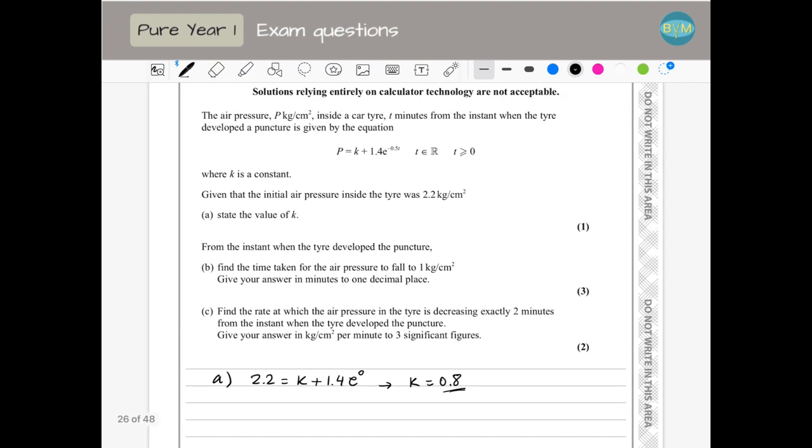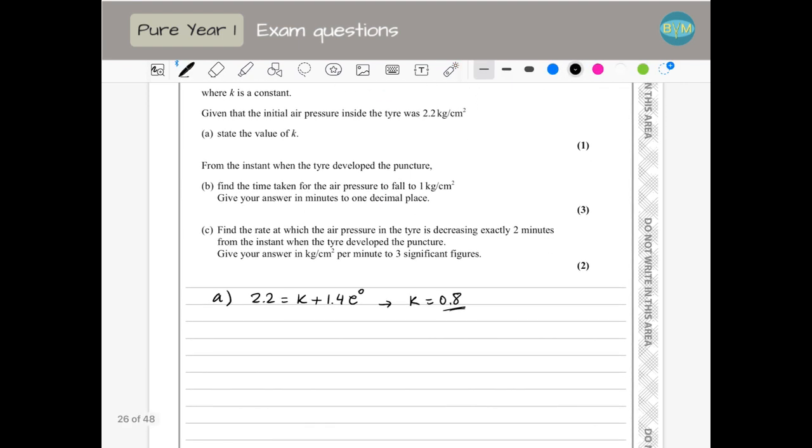Then, from the instant when the tire develops the puncture, find the time taken for the air pressure to fall to 1 kilogram per centimeter squared. Give your answer in minutes to one decimal place. So we now know that the pressure is 1. We know this constant and we need to find time. So we have that 1 is going to be K, and I'm going to write now my value, plus 1.4 e to the power of minus 0.5t.